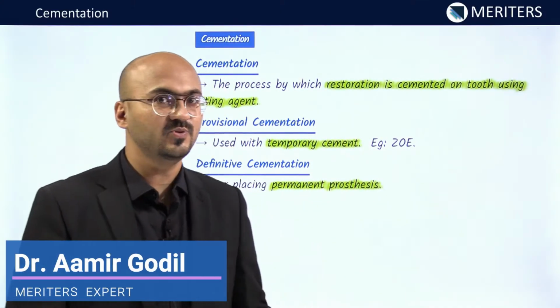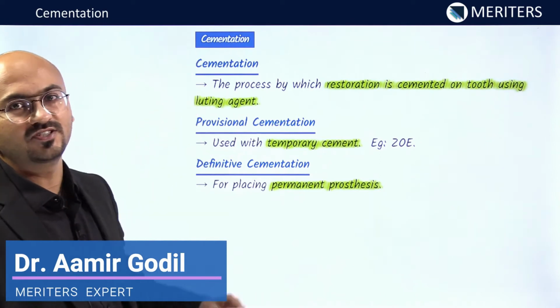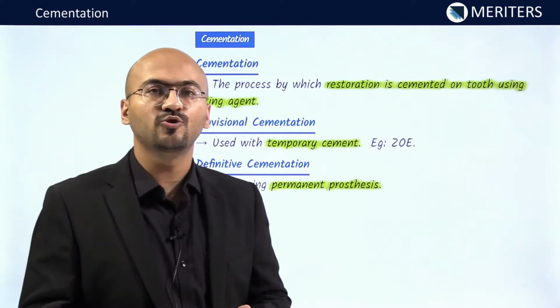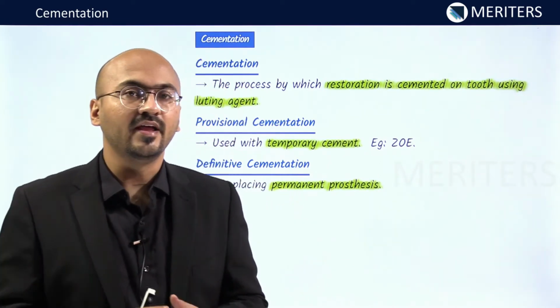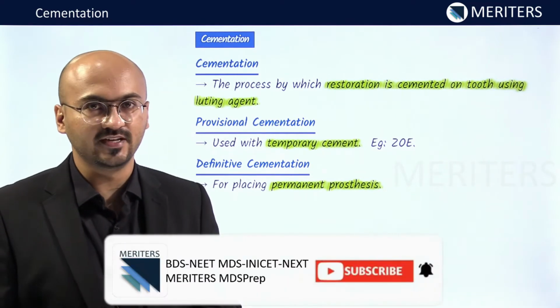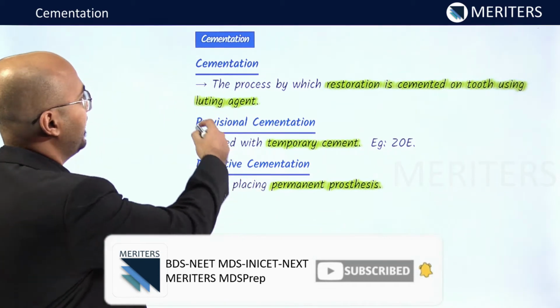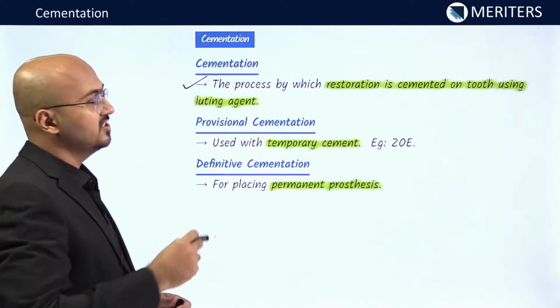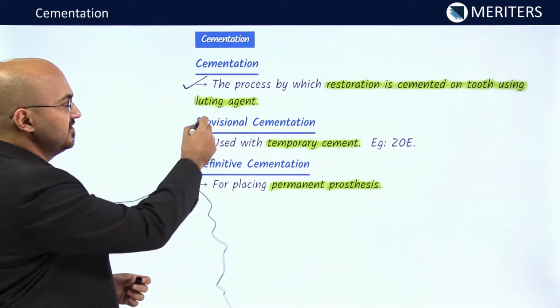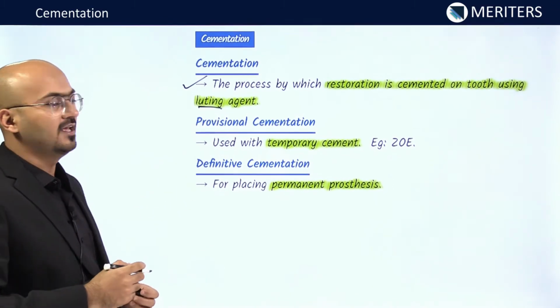Hi, in this video we will be studying cementation of fixed partial dentures. Cementation, also known as luting, is very important in determining the success of a fixed partial denture because it is also going to aid in retention. So cementation is defined as the process by which a restoration is cemented on a tooth using a luting agent. Luting agent meaning cement in layman's words.